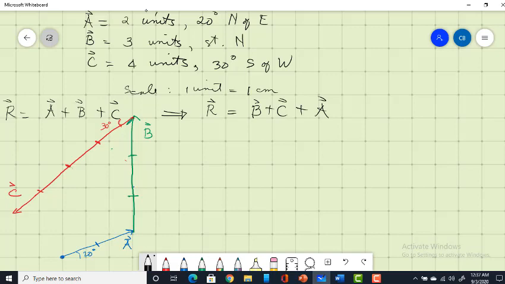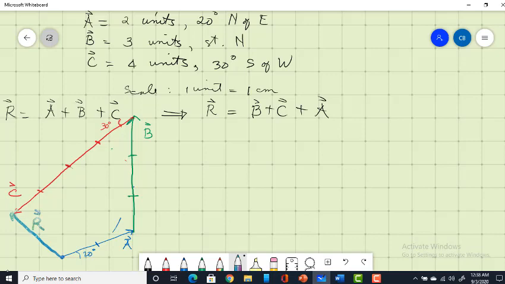So from the tail of the first, where's our first vector? Vector A. So this is now the tail of the resultant vector going to the head of the last vector. So our last vector is vector C. So let's connect from the tail going to the head of the last vector. So this is now our resultant vector R.